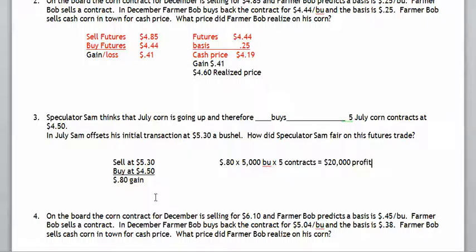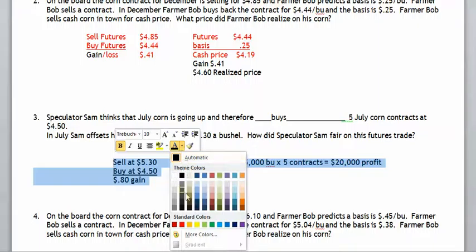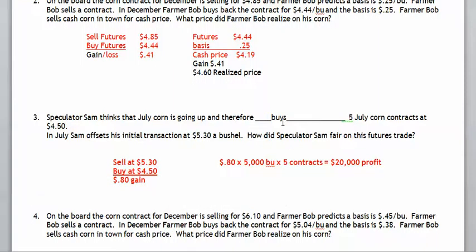So that's a speculator. Sam thought that corn was going up. So Sam bought 5 July contracts. He was right. The market did go up. He got to sell those contracts for a much higher price than what he bought them for. He made an 80-cent gain.